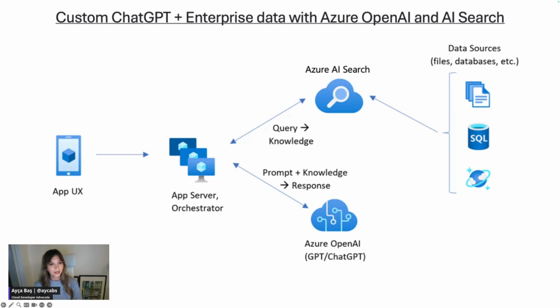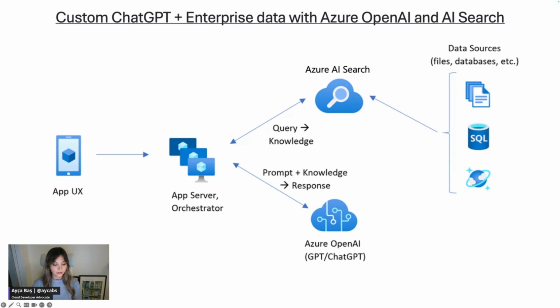So this scenario, I'm sure most of you are already aware, it's a pretty popular scenario: a custom ChatGPT with enterprise data using Azure OpenAI and AI Search. Developers can build their app UX, chat app UX, and then use an orchestrator and Azure OpenAI to build their own ChatGPT experiences. They can also plug in Azure AI Search and plug in any data sources through Azure AI Search to make a query to their data sets.